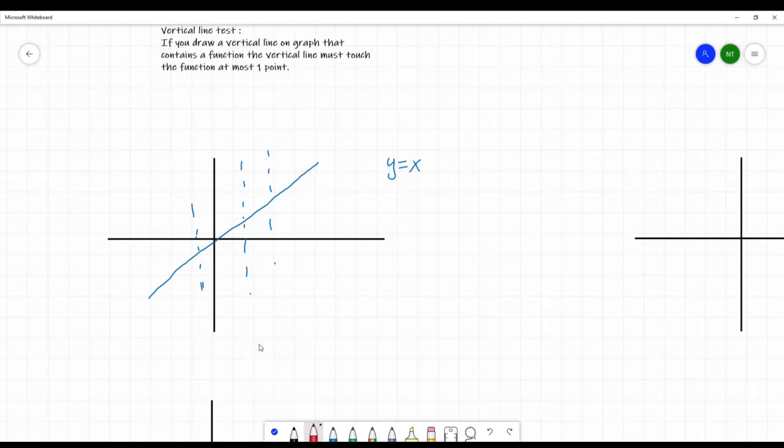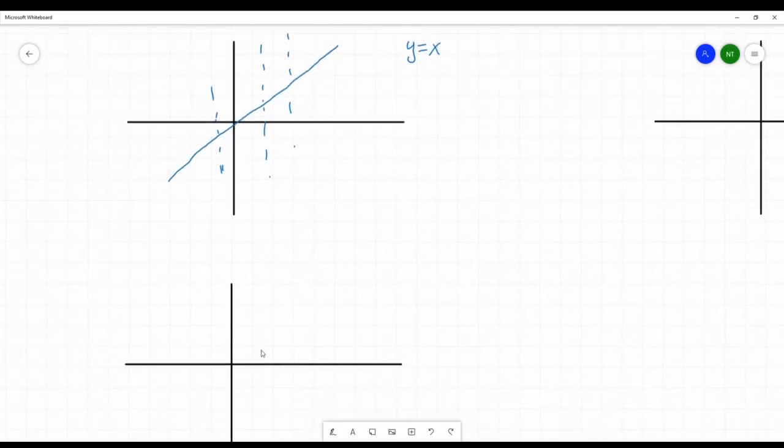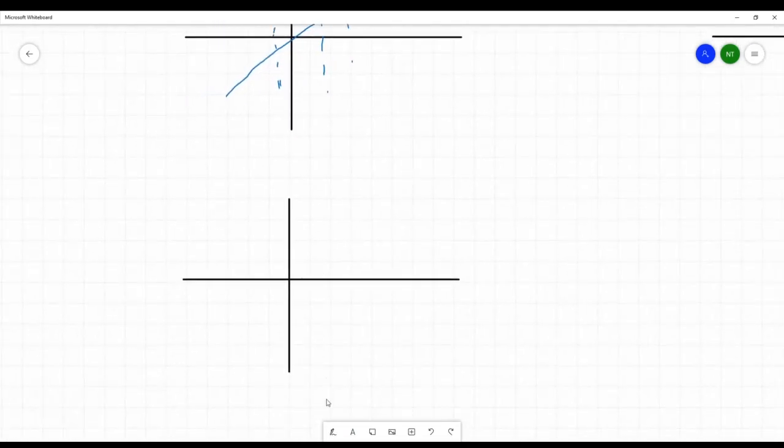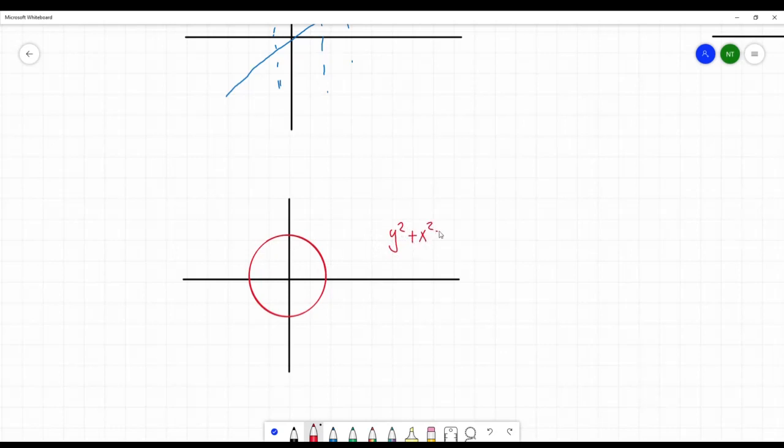Let's look at another example to better understand this. Let me draw another curve, and you guys are going to tell me if you think it's a function or not. So, this curve is y squared plus x squared is equal to 1. Does it pass the vertical line test?